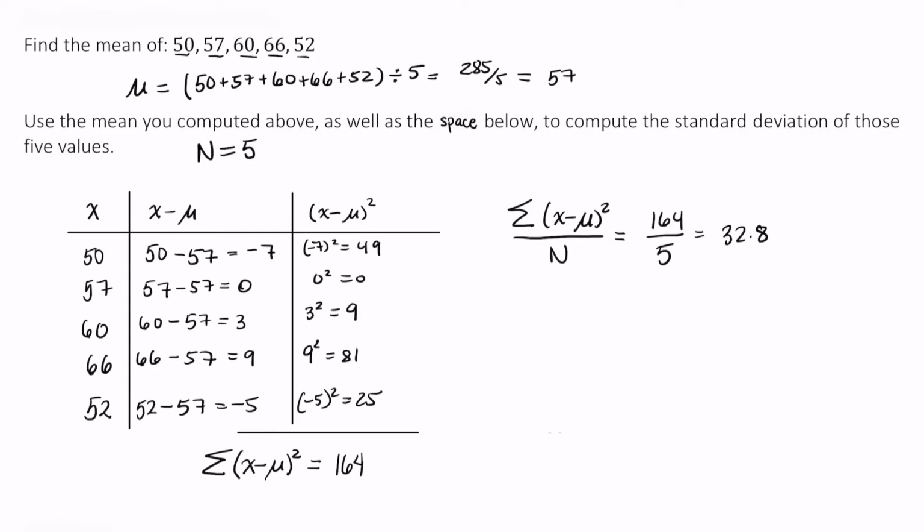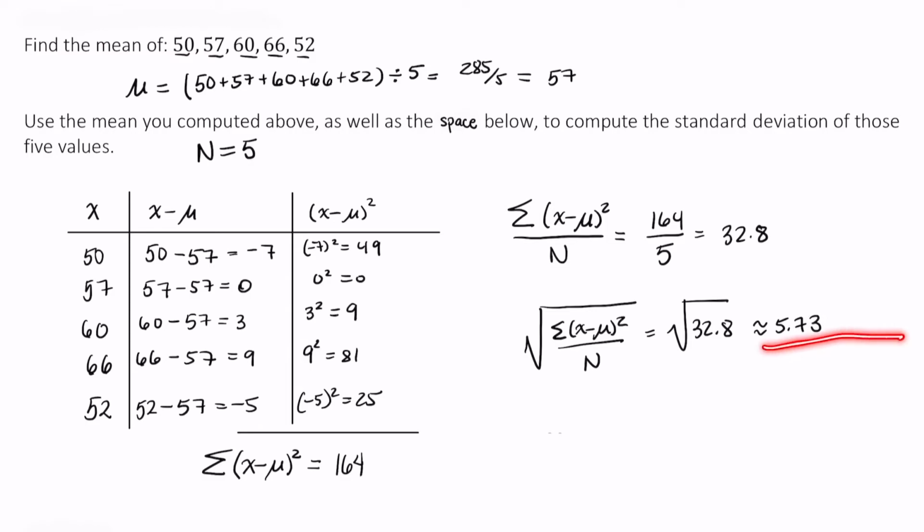We have one other issue to deal with. We kind of squared everything, and that made everything very large. So let's take the square root of this sum. That is, we want the square root of 164 divided by 5. And actually, let's just write that as a decimal. So the square root of 32.8. And I get about 5.73. On your calculator, you should have computed more digits.